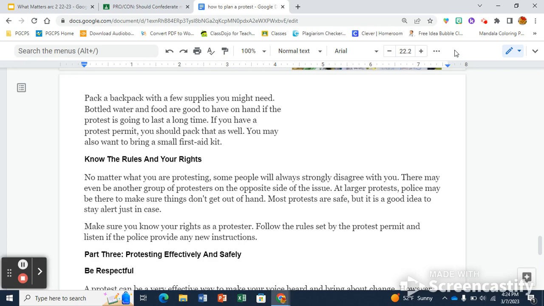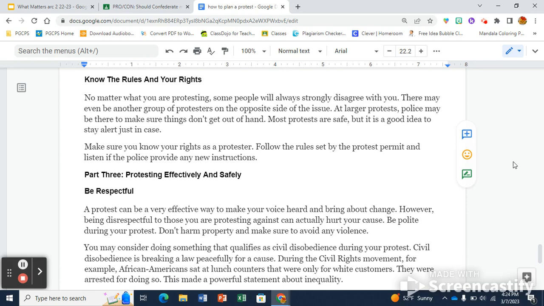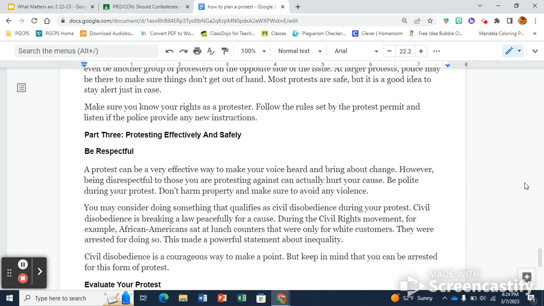At larger protests, police may be there to make sure things don't get out of hand. Most protests are safe, but it is a good idea to stay alert just in case. Make sure you know your rights as a protester. Follow the rules set by the protest permit and listen if the police provide any new instructions.